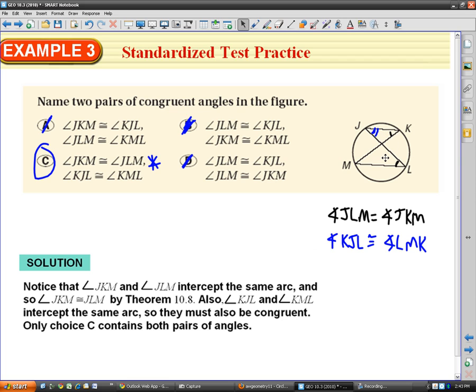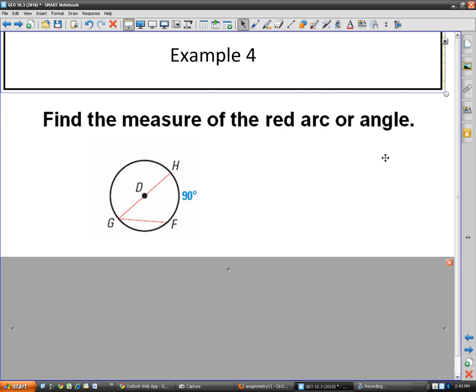Moving on to example 4. This one says find the measure of the red arc or angle. This time it's a red angle. And the first thing that I notice is that the angle itself is an inscribed angle. So I know that it is half the measure of the intercepted arc, and so that has to be 45 degrees. And it's just remembering my theorems, and that's what's going to be the struggle of this, is that you guys need to remember these theorems. You got to learn them. I mean, it's just what it is. So there it is.